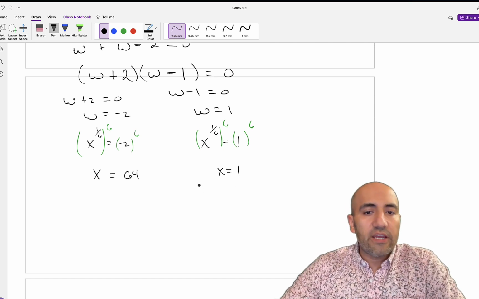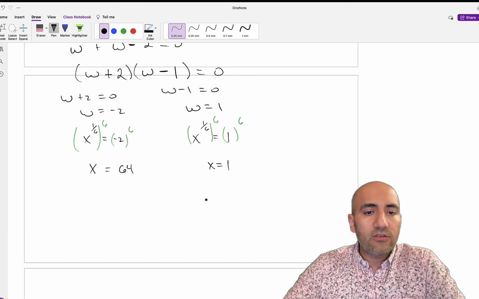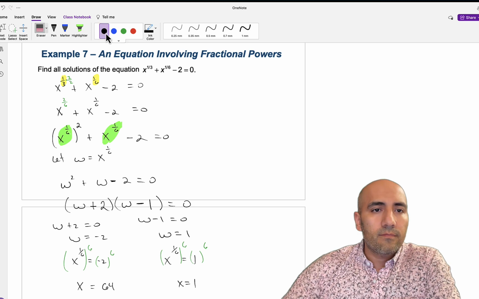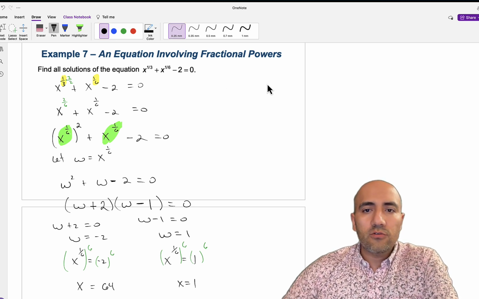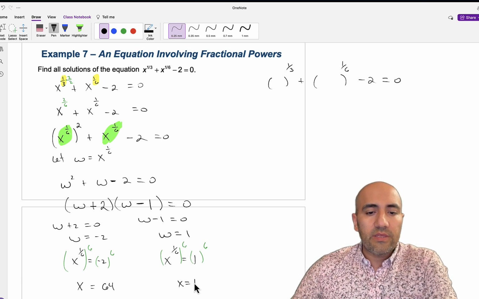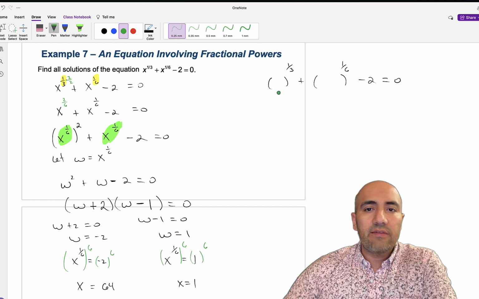Okay, so now let's check these. To check these, we have to go back to our original statement. Okay, so going back to our original statement, blank to the power of 1/3 plus blank to the power of 1/6 minus 2 should be 0. Let's start with the easy one first. Does 1 give us a true statement? Putting a 1 there, putting a 1 there.